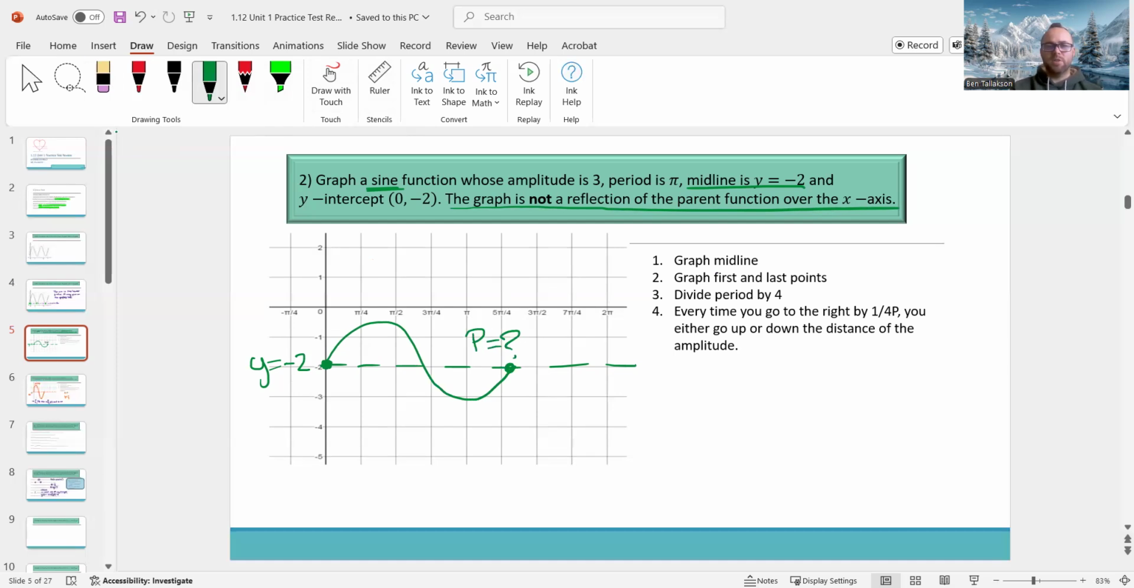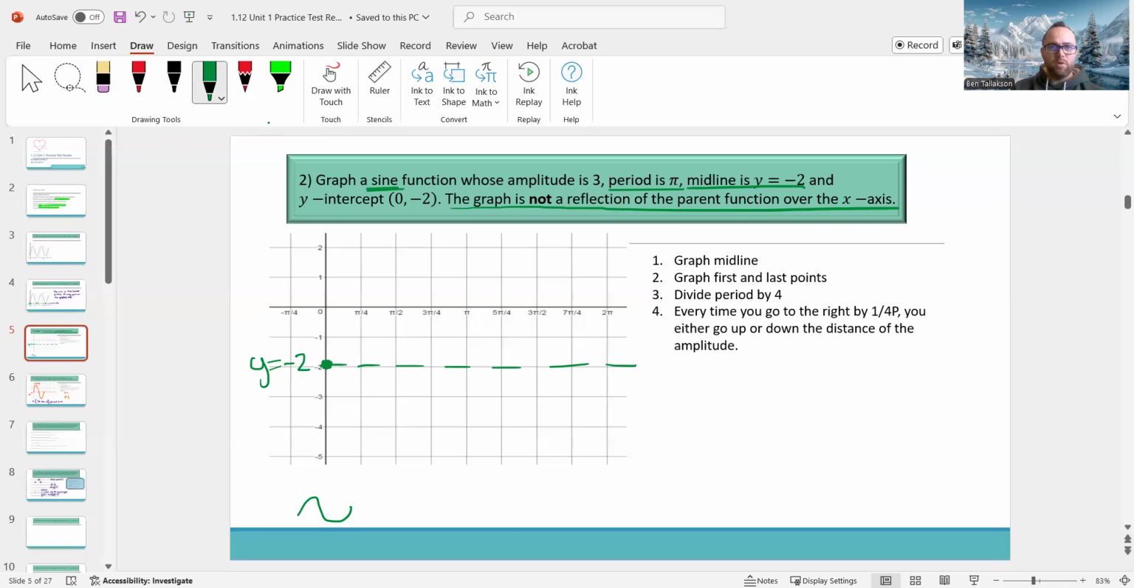Okay, so we know the general shape of the graph. We could draw it there if you'd like, but we need to figure out where that final point is. And that's all about the period length. So they tell us the period is pi. That's very nice of them to give us that information straight up.